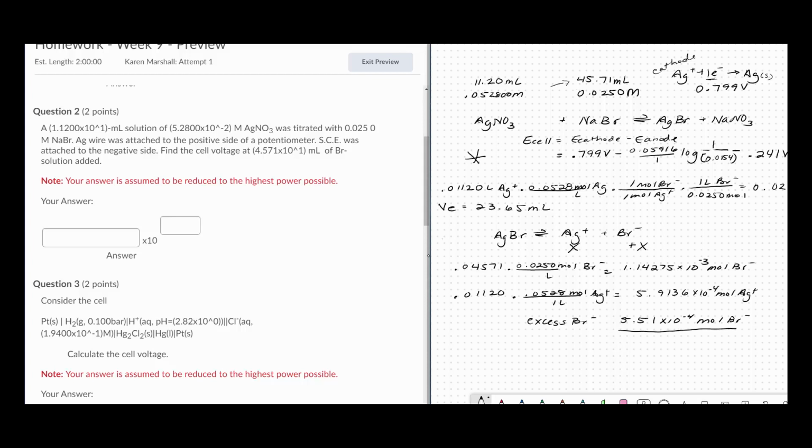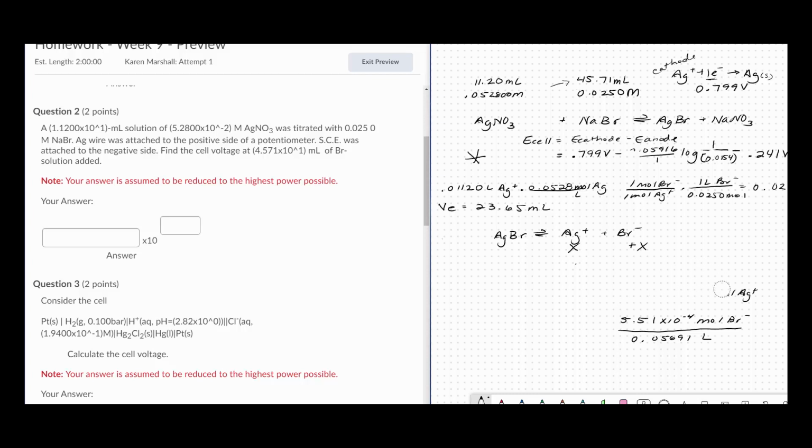And I need to divide that by the total volume in liters. So the total volume at this point in the titration is 56.91 milliliters. So the concentration of the excess bromide in solution is then equal to, I have 9.68 times 10 to the negative 6.